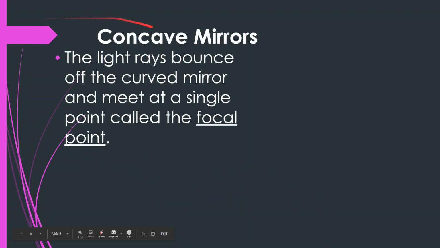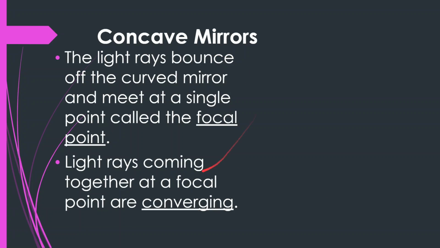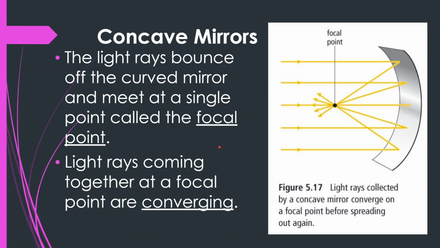The light rays bounced off the curved mirror and meet at a single point called the focal point. Light rays come together at a focal point. They are converging. So the opposite of diverging, which means coming apart, is converging, which is coming together. So the light rays are going here, boom, and they are all converging on the single focal point. And then past that point, they begin to diverge.